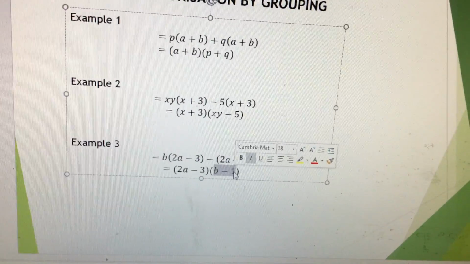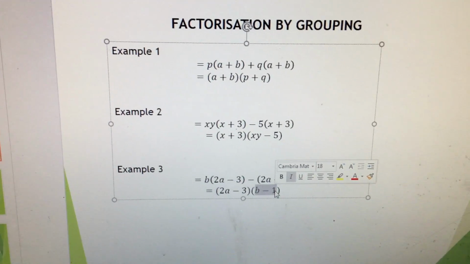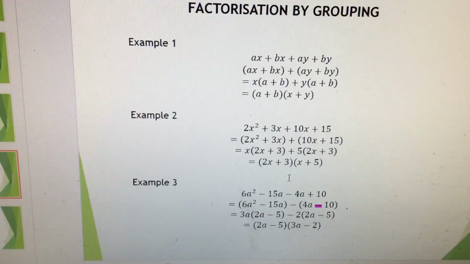Now we move on to the actual questions where you have to start from scratch.